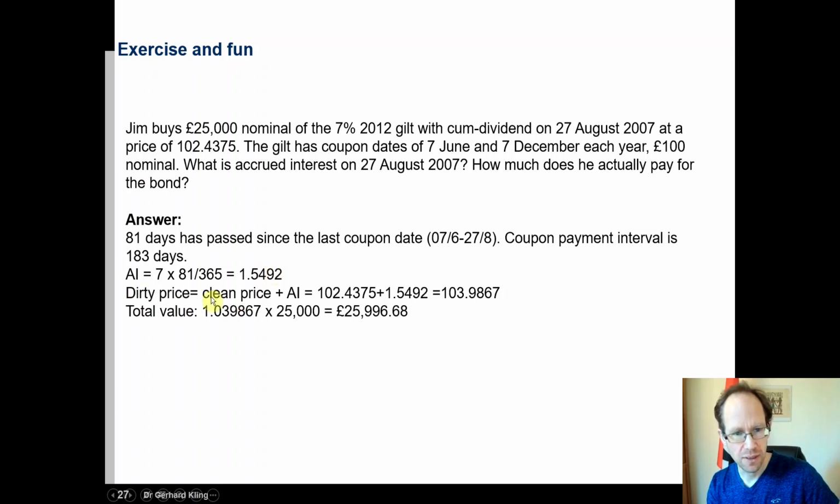So the dirty price is your clean price plus the accrued interest. So the clean price would be the 102. Again, this is for 100 nominal, so I use 100 nominal here also for my calculation. And I get this combined dirty price. And then I can of course calculate this, again noting that the 25,000 is the nominal amount, so this is the actual payment I have to make, which is a combination of the clean price plus the accrued interest. So that's just a nice illustration of what is behind that convention.